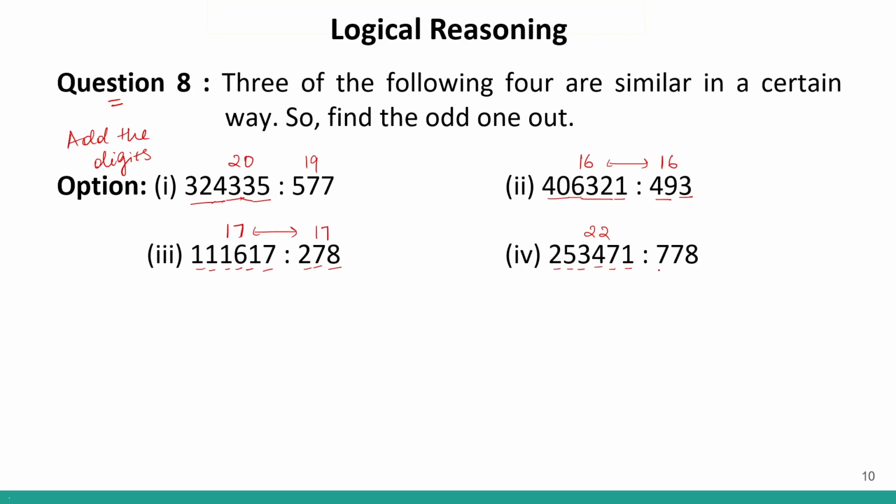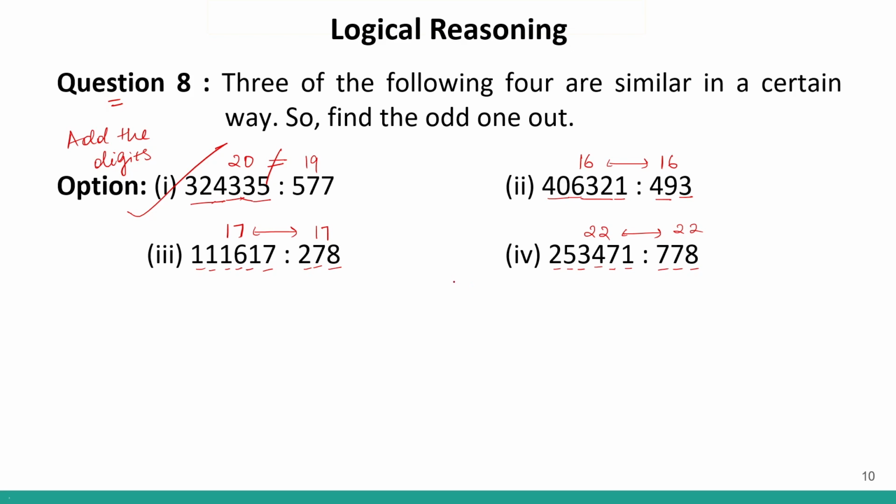If I look over here, 7 plus 7 is 14. And 14 plus 8 is 22 again. So over here also the sum is the same. Only in option number 1, the sum is not the same. Therefore, option number 1 will be the odd one out in this particular question.